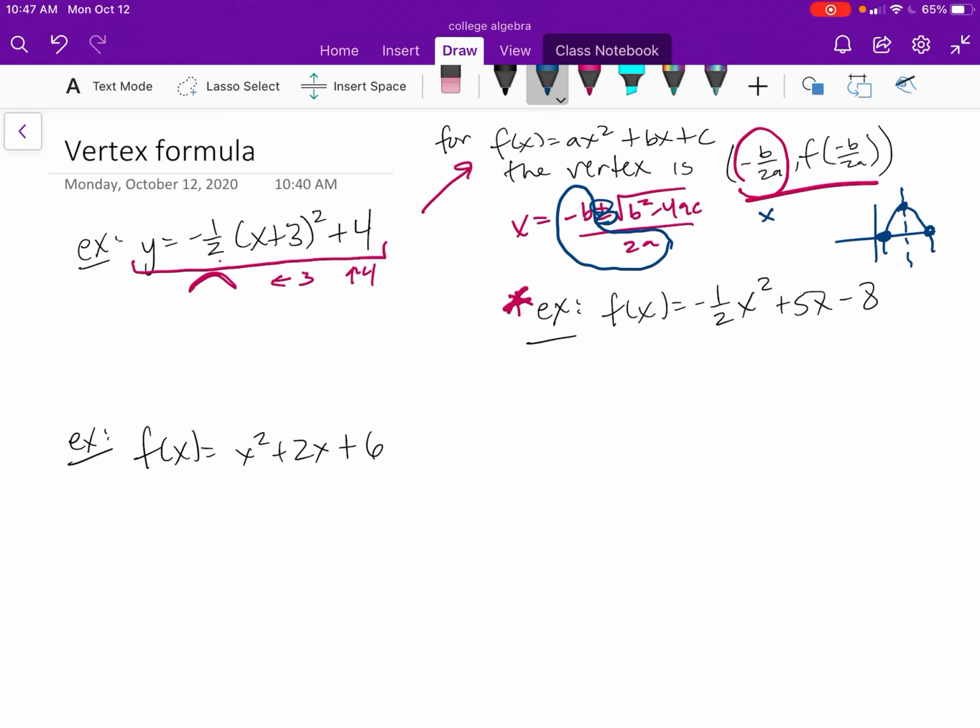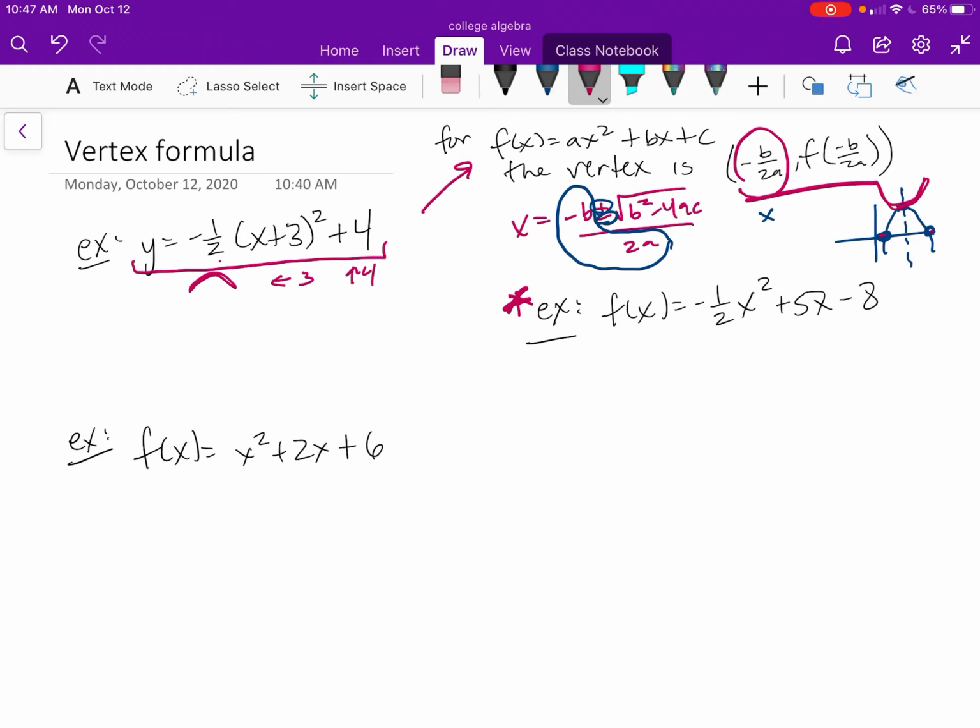And sometimes you get an imaginary, right? Say this thing opened up instead. It actually wouldn't have x-intercepts. We would do the quadratic formula and get two solutions that are imaginary. Okay. The point is that negative b over 2a isn't a coincidence. It is part of the quadratic formula which you should have learned.